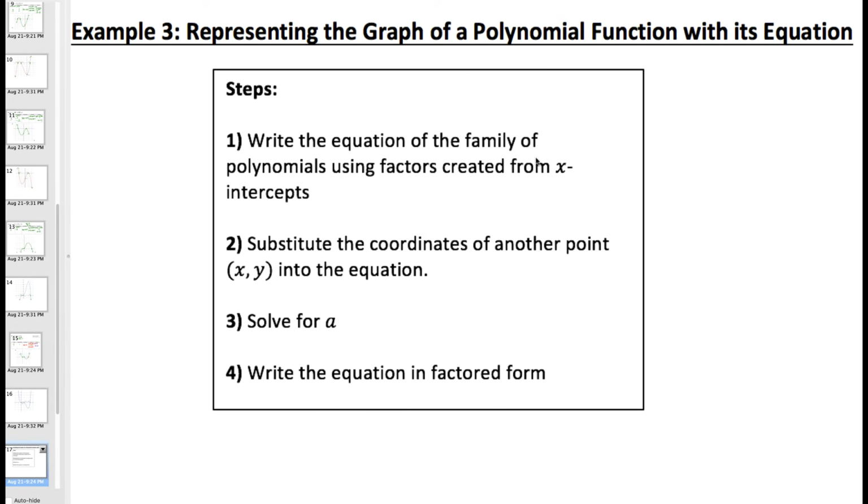The last thing we need to do is kind of go backwards from what we did for the last example. Last example, I gave you the equation in factored form. You came up with the graph. Let's do the opposite. I'll give you the graph. You come up with the equation in factored form. So we're going to follow these 4 steps, and I'll reference them as we go through.